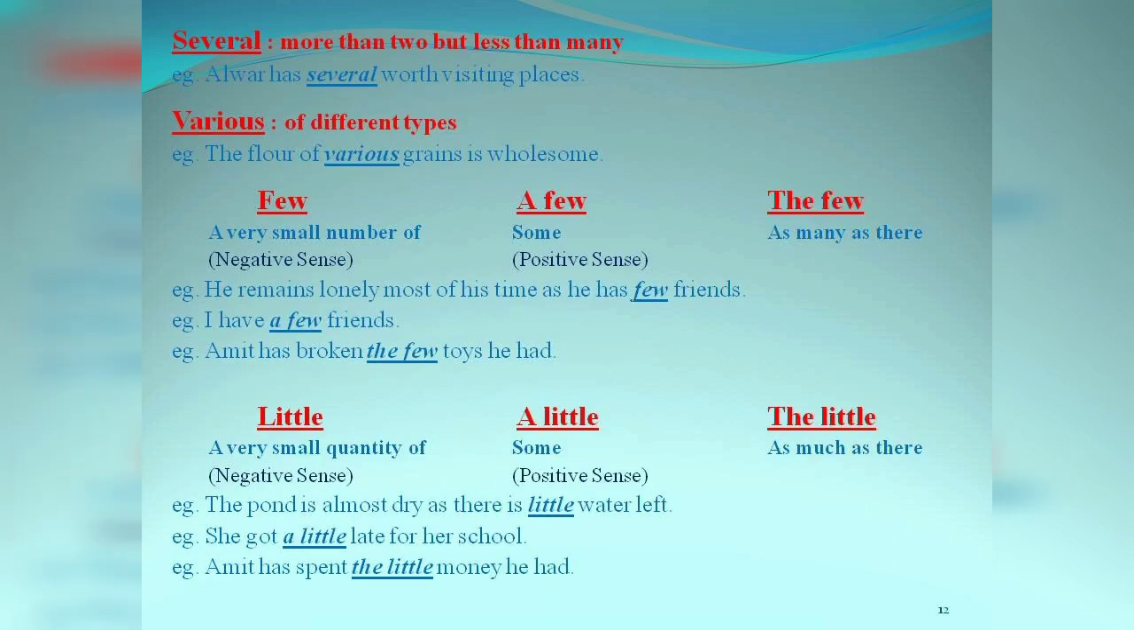Now several. It means more than two but less than many. For example, Alwar has several worth visiting places. Not so many worth visiting places are there in Alwar, but a few are there. Various. Various means of different types. For example, the flour of various grains is wholesome, means healthy.